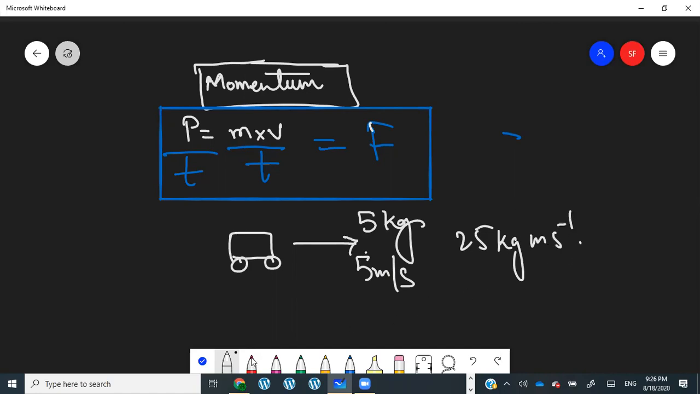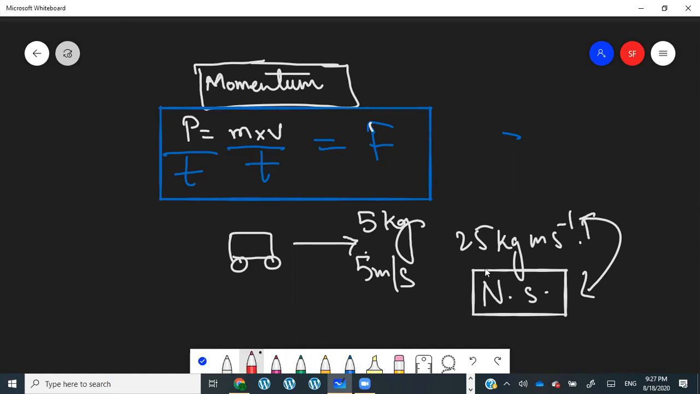This unit can also be written in a different format. It can be written as Newton seconds. Do you know how I converted this from kg m s^-1 to Newton second, or the other way around? You know the conversion?